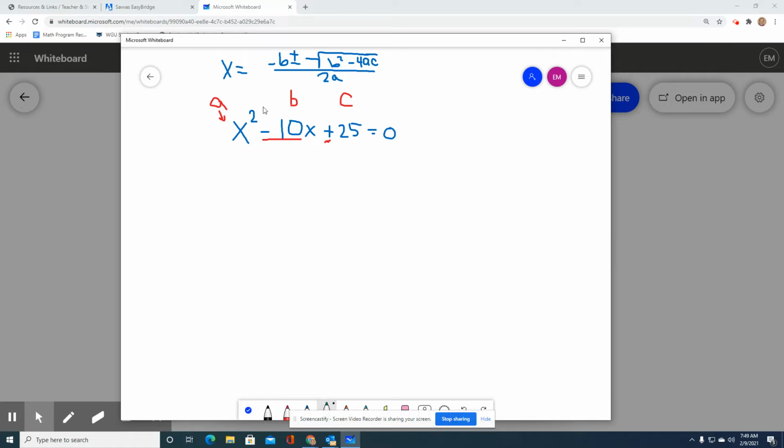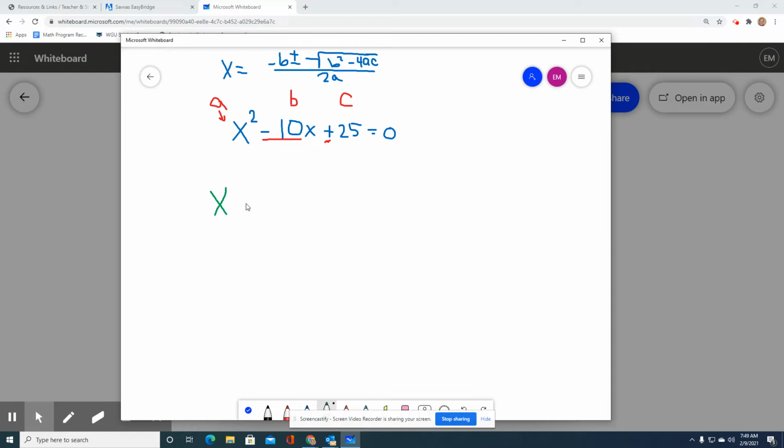Okay, now that we have identified our a, b, and c, and we have the formula up above, let's go ahead and insert and find out what our x values will be when the equation is equal to 0. I want to remind you the quadratic formula tells us what x values will make the whole equation equal to 0.